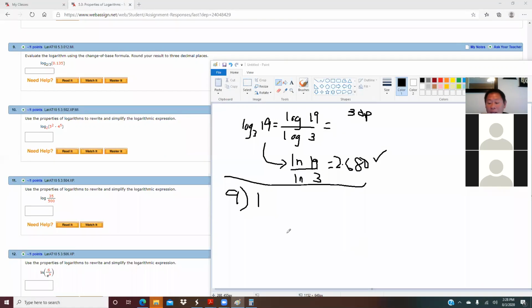So you can write in ln form or you can write in log form. So Hannah did ln. You can also change the ln to log like what we just did here. Your answer is 4.939.